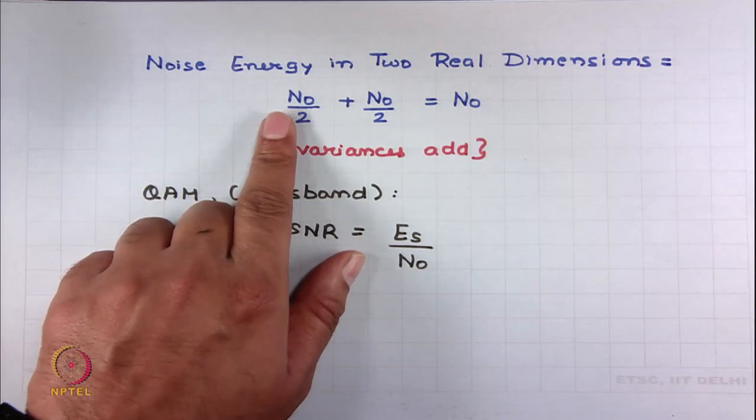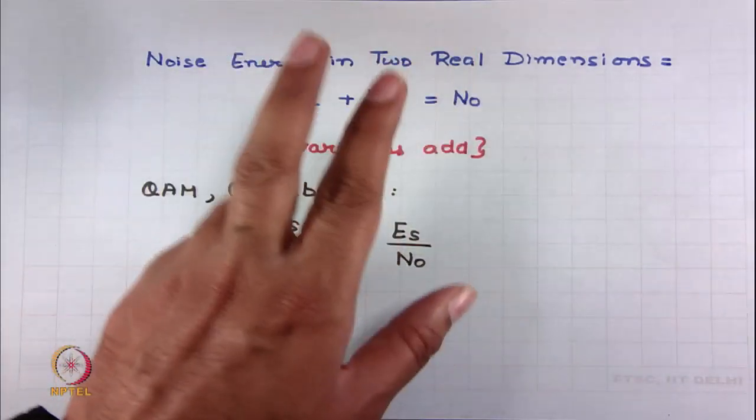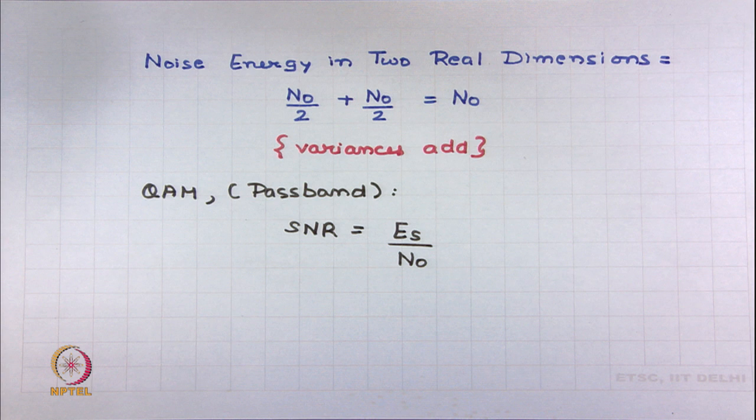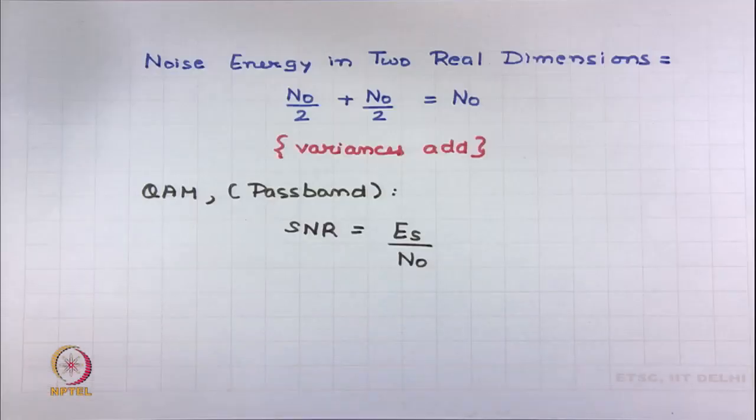If the noise random variables are independent, then the variances of the noise add. The variance of this noise in one dimension is N naught by 2, the variance of the noise in another dimension is N naught by 2, and the total noise variance would add and become N naught. So when we define the signal to noise ratio of QAM passband, it would be Es, the energy in complex dimension, divided by the noise energy in complex dimension, which is also N naught. So this is the signal to noise ratio of QAM.